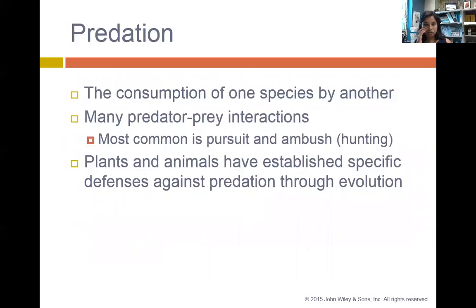Alrighty, moving on to predation. Predation is when one species consumes another species. Okay, so predators come in two forms, carnivores and herbivores.